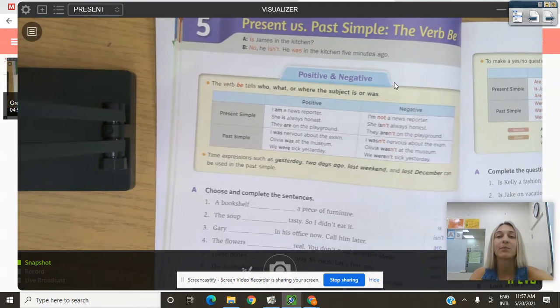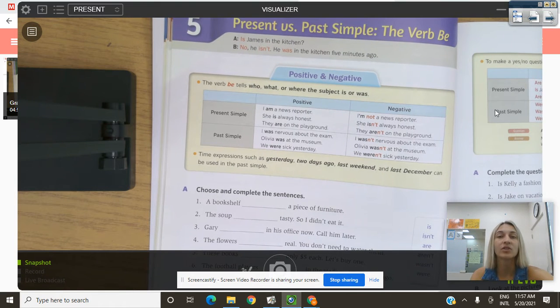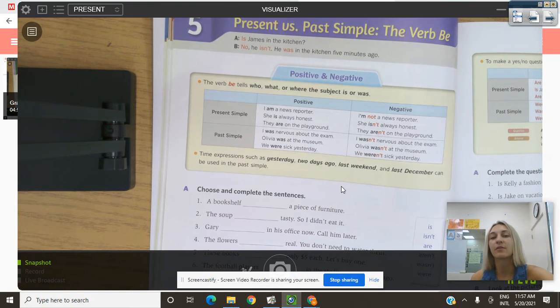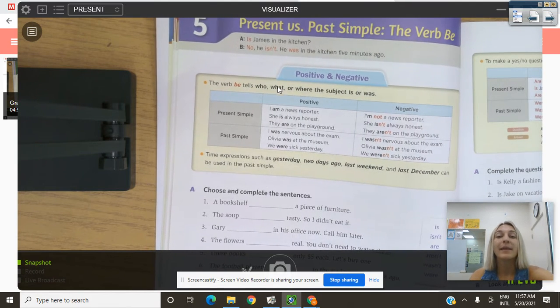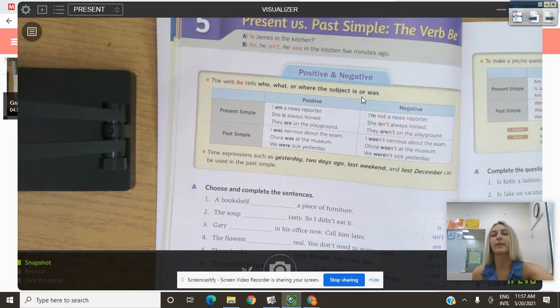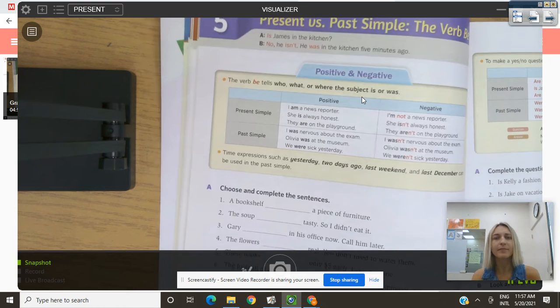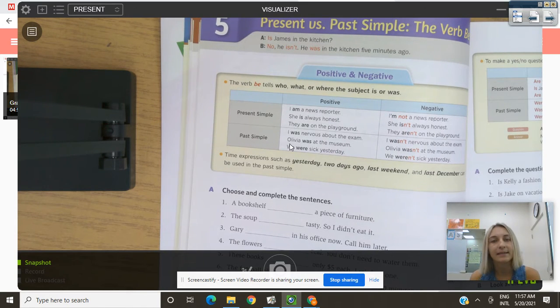So let's look at this first box here. Then we're going to jump over to the box on the next page. And then I'll quickly run through the different activities you need to complete. The verb be tells who, what, or where the subject is or was. That sounds like a bunch of random words strung together. Let's look at these examples and then you will understand what that means.